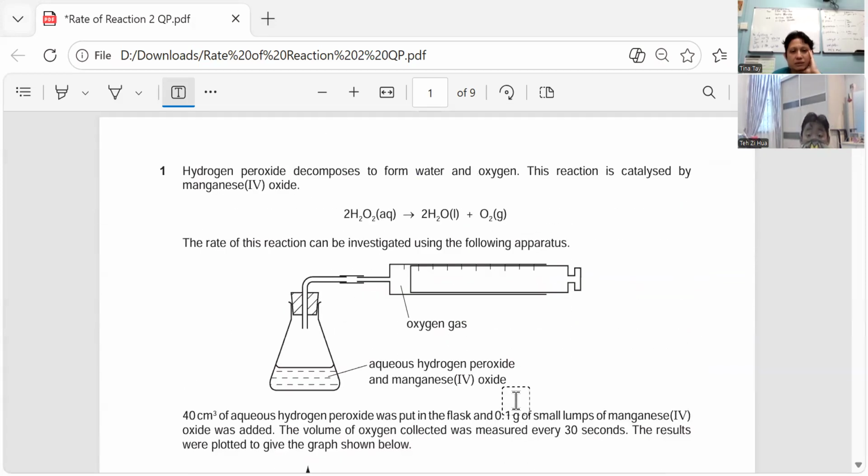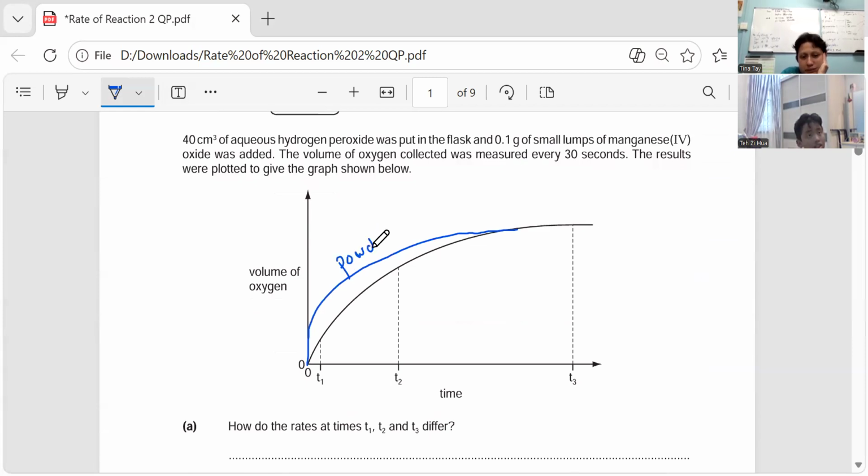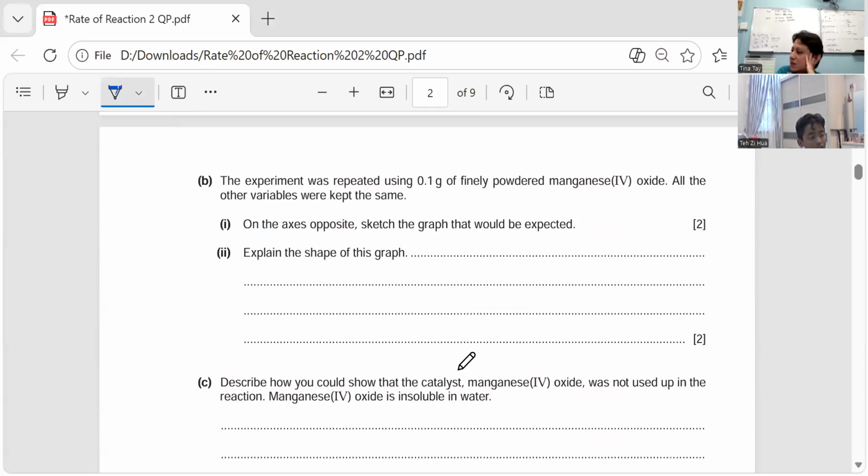Finely powdered. Okay. So you must have a graph that ends the same, but it's faster. So this is the powdered one. Correct. Okay, explain. Finely powdered has larger surface area. Okay, correct.